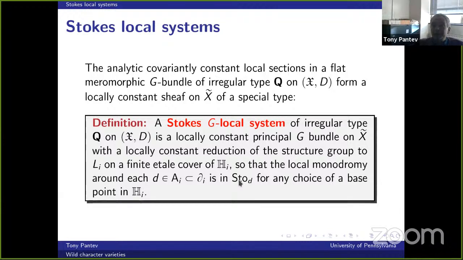So the irregular type decorated the surface by these extra groups, a reductive group on each boundary circle, and then a bunch of unipotent groups for each of the anti-Stokes punctures. And I'm looking now at G local systems that on the boundary annulus have a reduction of the structure group to the reductive subgroup Li, and near each of the anti-Stokes punctures has a reduction of the structure group to the unipotent group given by the Stokes direction. These are the Stokes local systems.